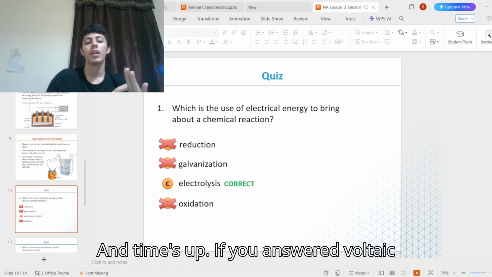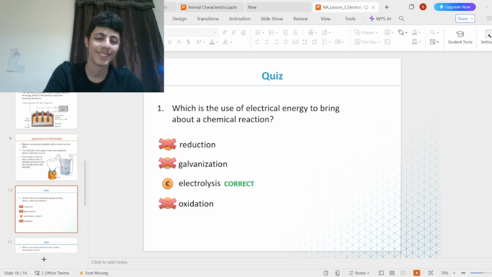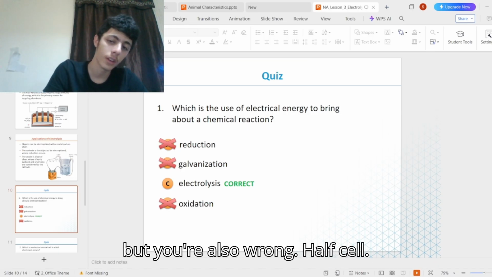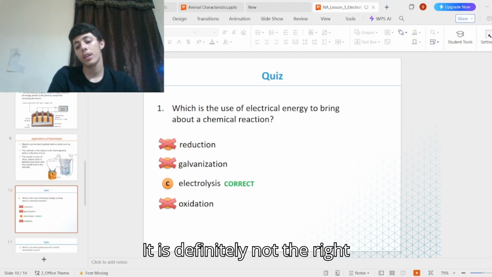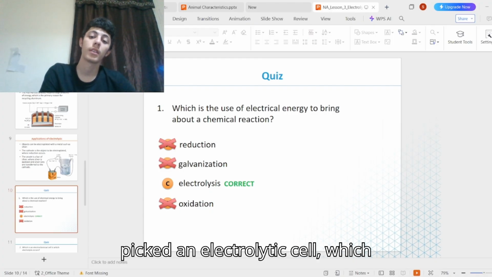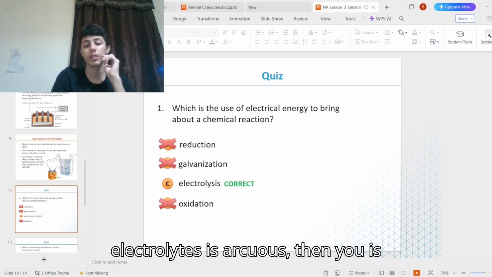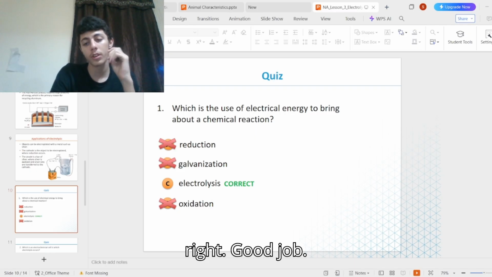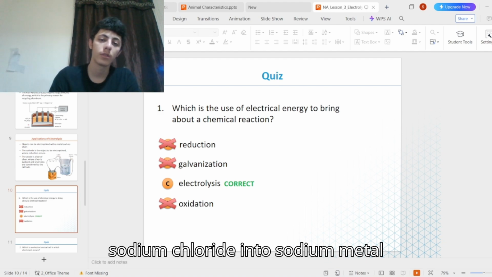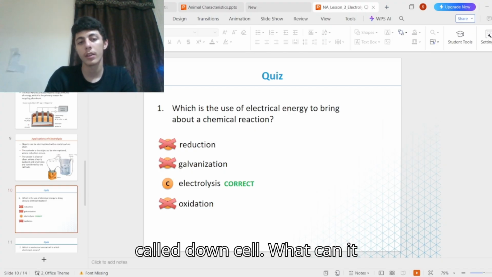And time's up. If you answered voltaic cell, you're absolutely wrong. If you picked fuel cell, I'm sorry, but you're also wrong. Half cell is definitely not the right answer. Sorry. But if you picked electrolytic cell, an electrochemical cell in which electrolysis occurs, then you are right. Good job. Electrolysis can separate sodium chloride into sodium metal and chlorine gas in a chamber called a Downs cell.